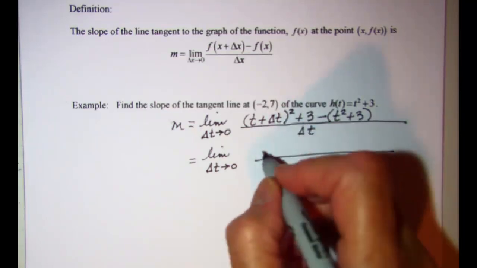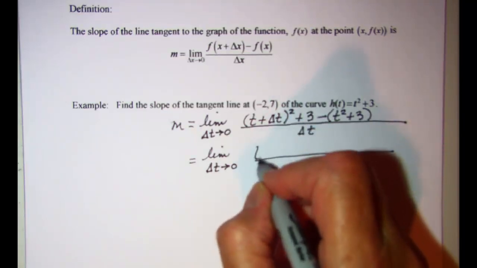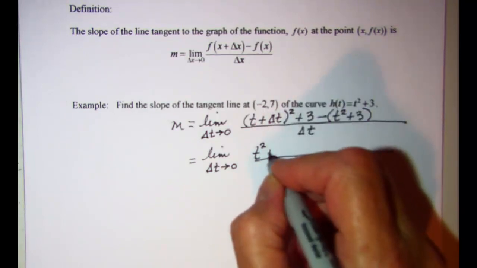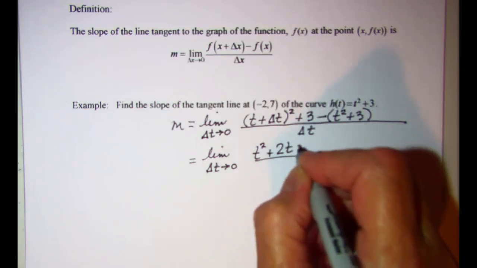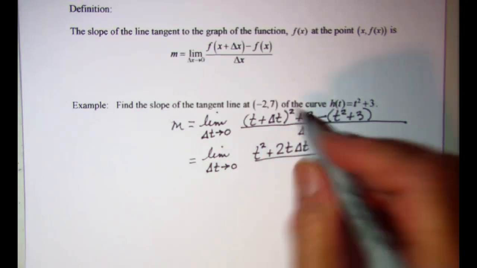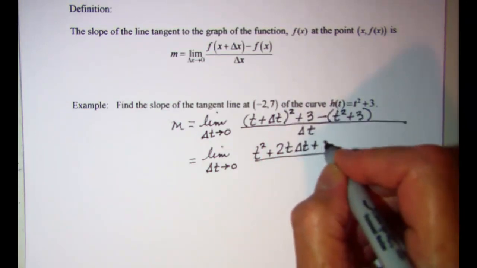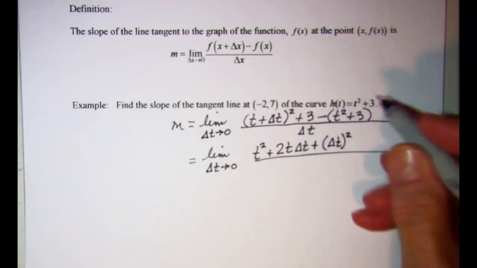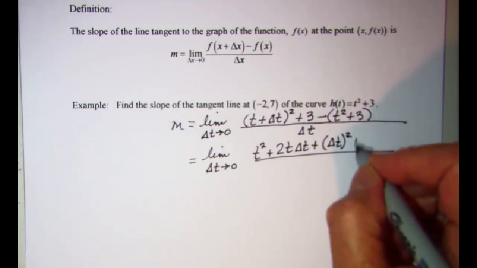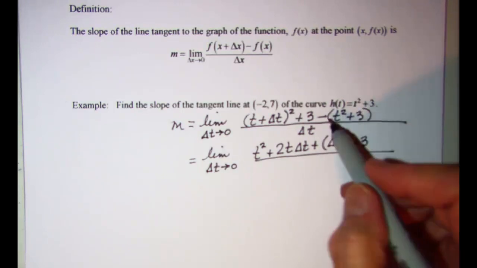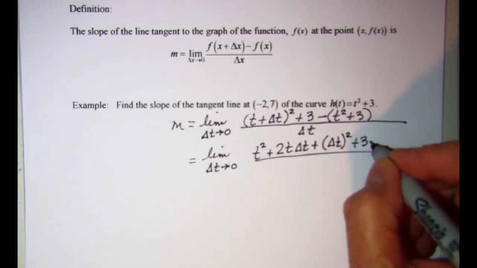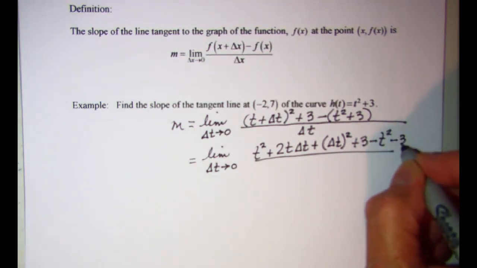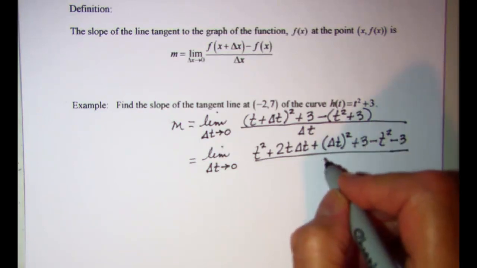Squaring this binomial, square the first term, t squared, 2 times the first times the second, plus the second one squared. Continue writing. I'm going to distribute this minus, and then minus 3. No more for delta t.